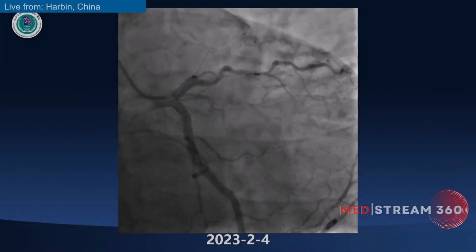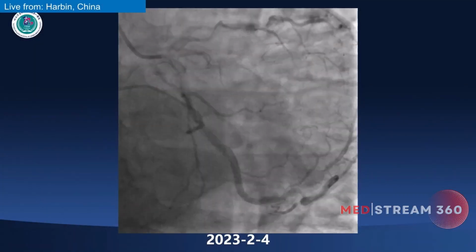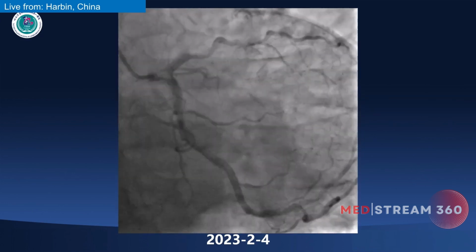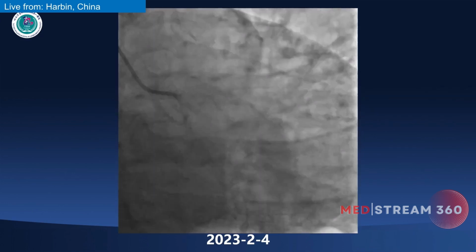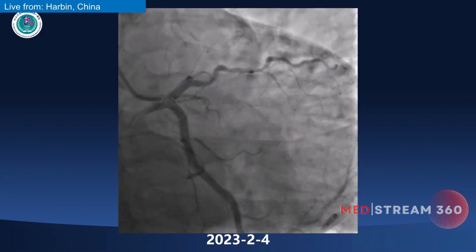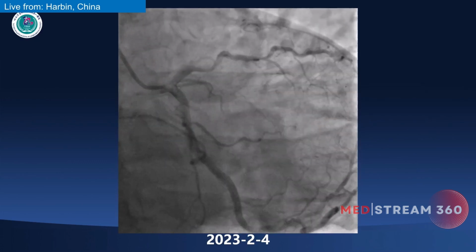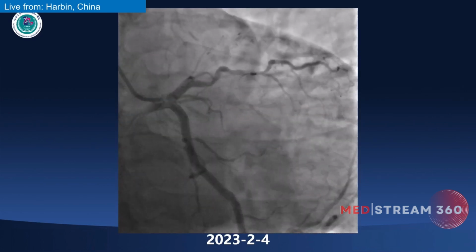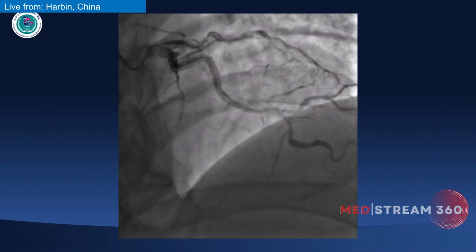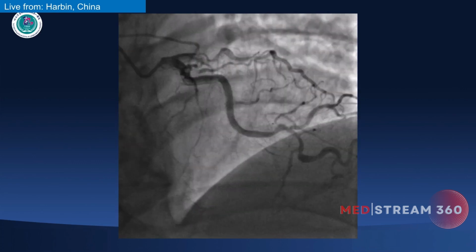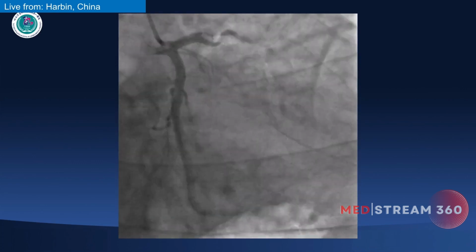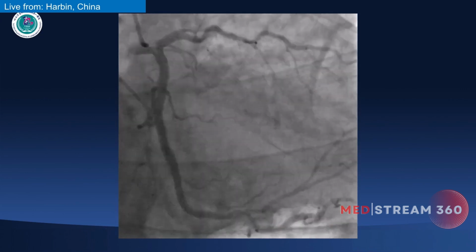This is the angiography on February 4th. From this picture, you can see there's a stumpless CTO lesion in the LAD, and you can see there's a stent in the circumflex. This patient had circumflex stenting about 3 years ago. There is about 50% stenosis at the distal circumflex.